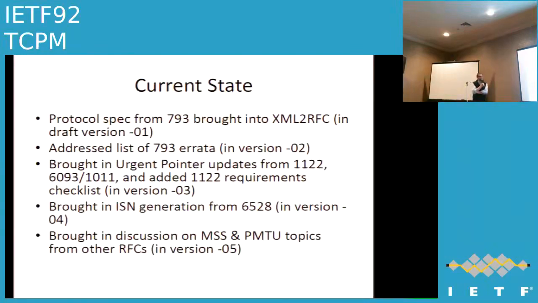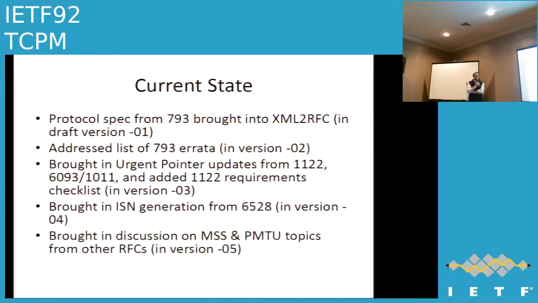Version 4 was, I think, an easy patch. It was just about initial sequence number generation and bringing in text on what you need to do there from RFC 6528. And then version 5 is a little bit more recent, and Joe has given me some good ideas of things that need to be improved in there, but the main goal was to deal with maximum segment size and path MTU topics, which are not touched at all in the original 793.